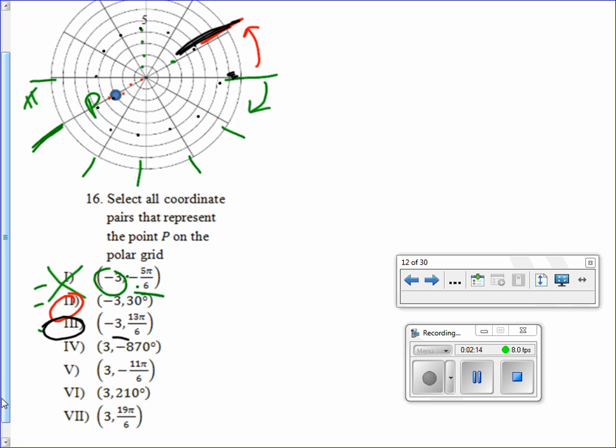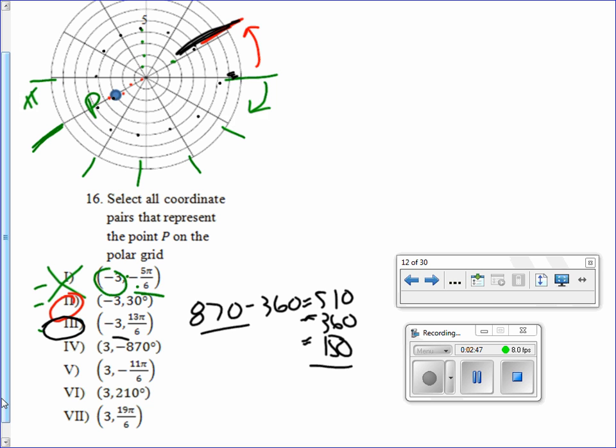Now the next one, the angle is -870 degrees. That's more than 360. So we're obviously going to have to go around the circle more than once. The way I figure this out is I just subtract 360. So 870 minus 360, that's 510. That's still more than a whole circle, so let's subtract 360 again. Minus 360 is 150 degrees. So going -870 degrees is the same thing as going -150 degrees.